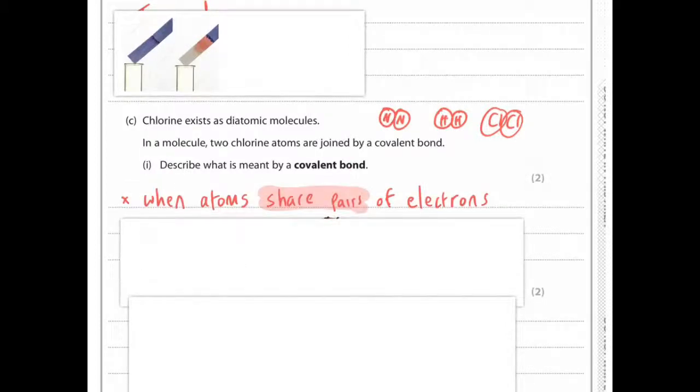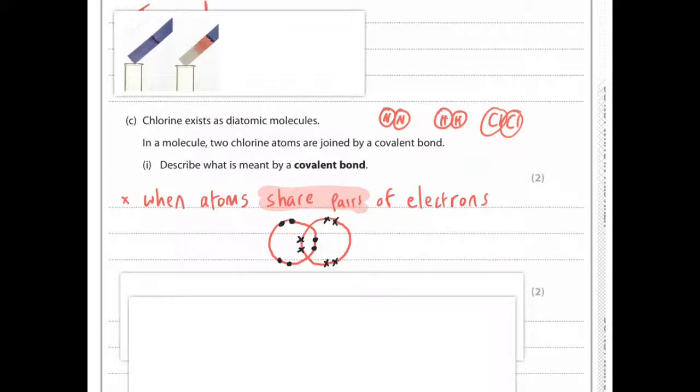When atoms share pairs of electrons, it's really important that you remember to say share pairs of electrons. That's where the marks come from. So you can see here, these atoms that I've drawn are sharing 2 pairs of electrons. One pair is here, and another pair is here, and you can see that originally, 1, 2, 3, 4, 5, 6, this atom had 6 electrons, and this one had 1, 2, 3, 4, 5, 6. I draw them as crosses and dots so you know which is the owner of the original electrons.